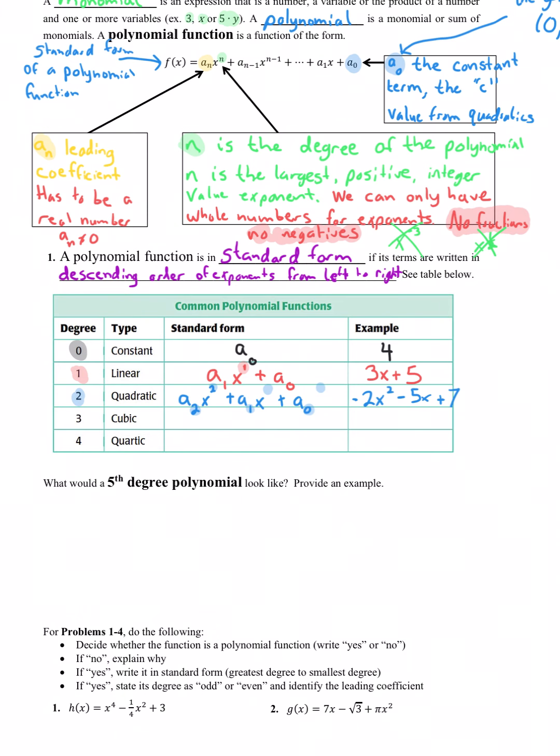As we keep moving, like a cubic function, degree 3, that's going to be a sub 3 x cubed plus a sub 2 x squared plus a sub 1 times x plus a sub 0.